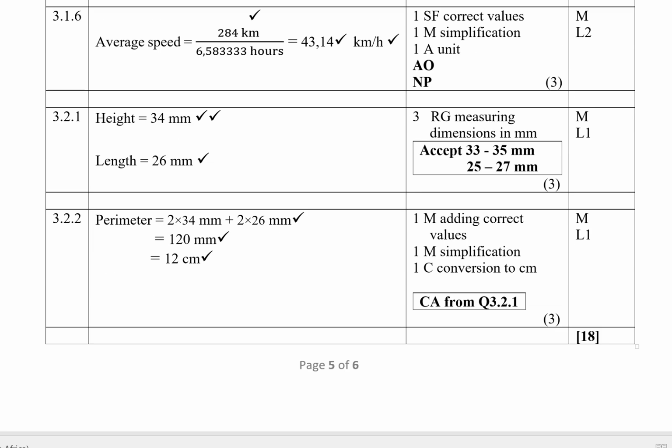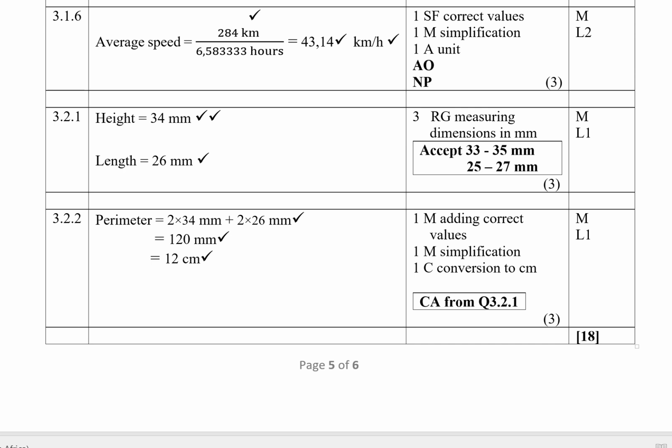Okay, so with question 3.2.1, we got the height as 34 millimeters. You may be a few millimeters out, and that's also acceptable. You'll see on the memo they accept 33 to 35 millimeters. And the length is 26 millimeters, and also an acceptable answer would be between 25 and 27 millimeters. So your answer in 3.2.1 will now imply your answer in 3.2.2.